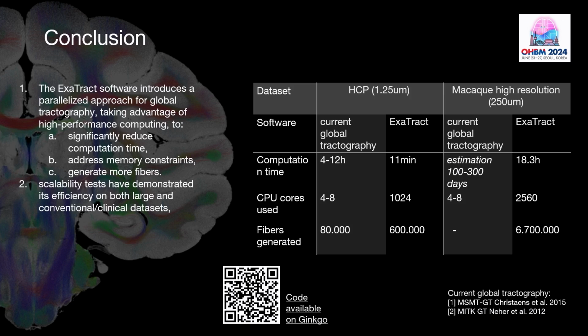To finish, we can say that the Exatract software introduces a parallelized approach for global tractography by significantly reducing the computation time, addressing memory constraints and generating more fibers. Scalability tests have shown its efficiency on both large and conventional clinical datasets. Instead of taking 10 hours, we're only taking a few minutes to get the tractogram from an HCP database subject. And in the macaque dataset, it took only 18 hours compared with 100 days if we estimate the time with a conventional algorithm.